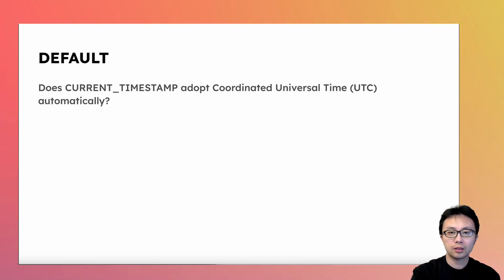The second question has something to do with the commonly used default values for timestamps, current timestamp. A common confusion on this is whether current timestamp adopts Coordinated Universal Time, or UTC, automatically. Well, the answer to this question has two parts. First, it's safe to say that the current timestamp is widely supported by most database systems, such as MySQL, MariaDB, SQLite, and Postgres. However, whether current timestamp adopts UTC or not is a totally different story.